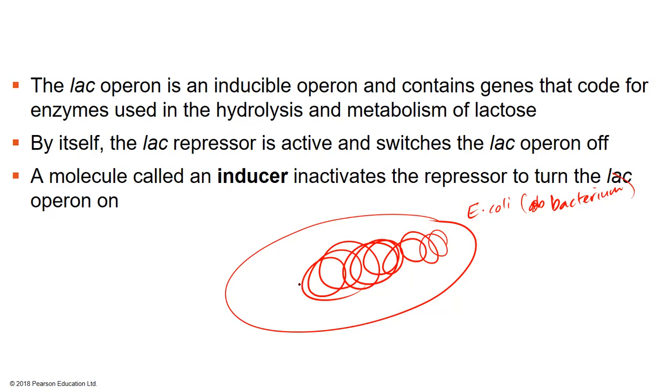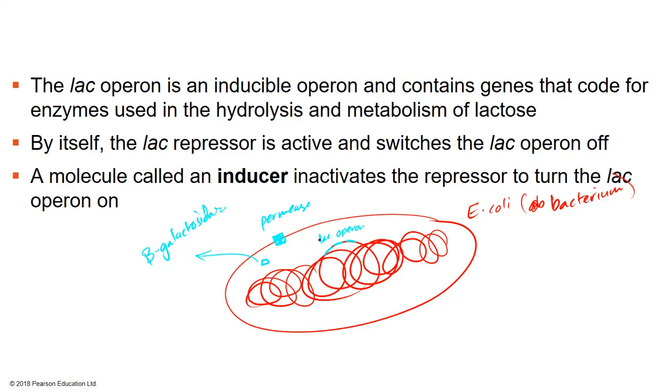And bacteria, like E. coli, has in its genome the lac operon. So this is the lac operon. The lac operon encodes an enzyme called the permease and the beta-galactosidase. So this is the permease, and this is the beta-galactosidase.